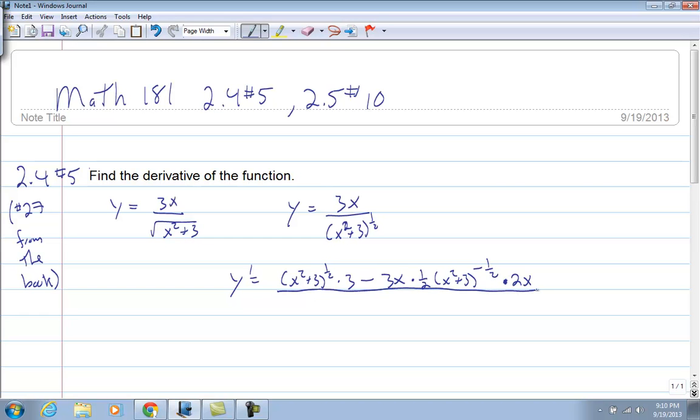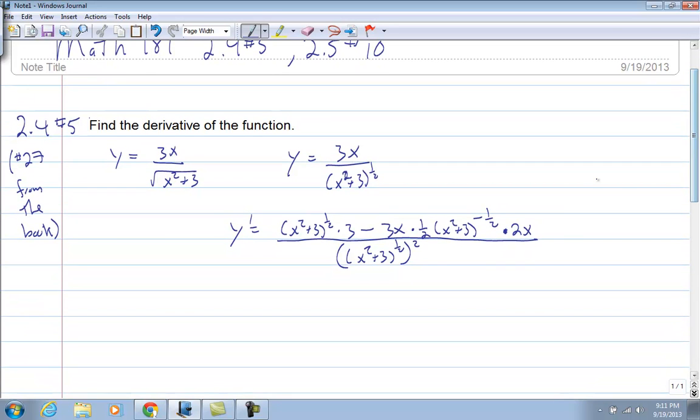All over the square of what's below. So we have (x squared plus 3) to the 1/2, and I'm going to square that amount. I'm not going to multiply this through yet, these powers. I'm going to leave it like that because I get the sneaky suspicion that we're going to be dealing with something here with that (x squared plus 3) to the negative 1/2 power.